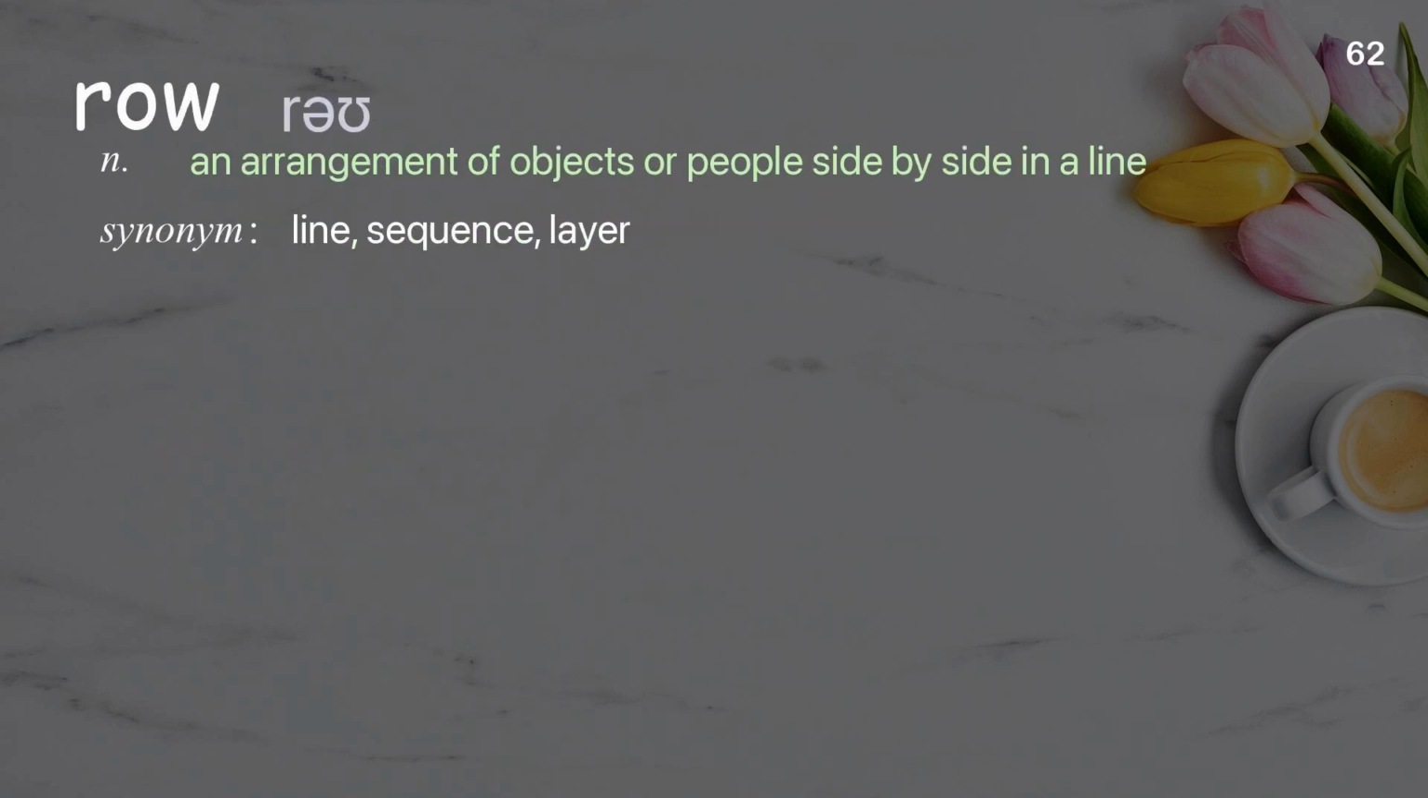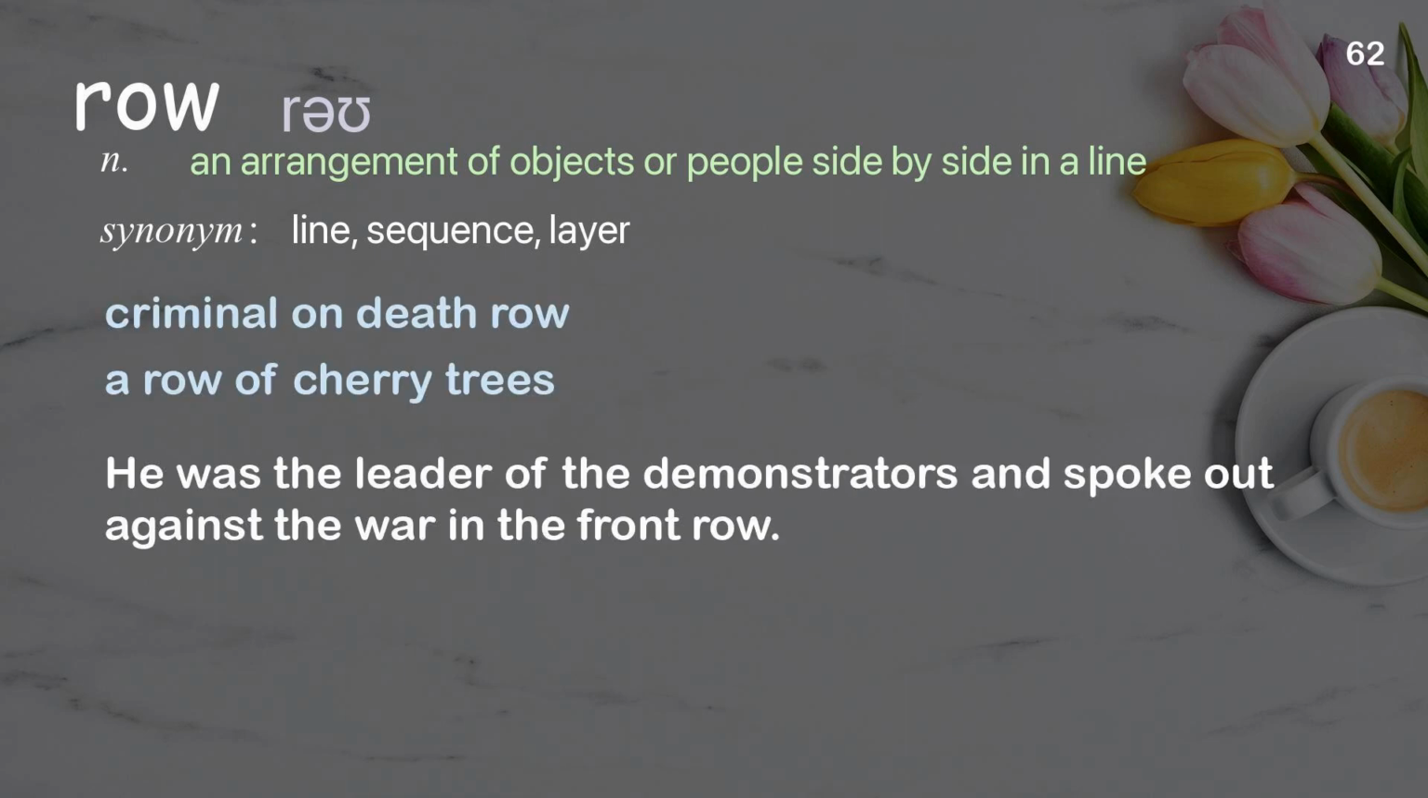Row. An arrangement of objects or people side by side in a line. Examples: Criminal on death row. A row of cherry trees. He was the leader of the demonstrators and spoke out against the war in the front row.